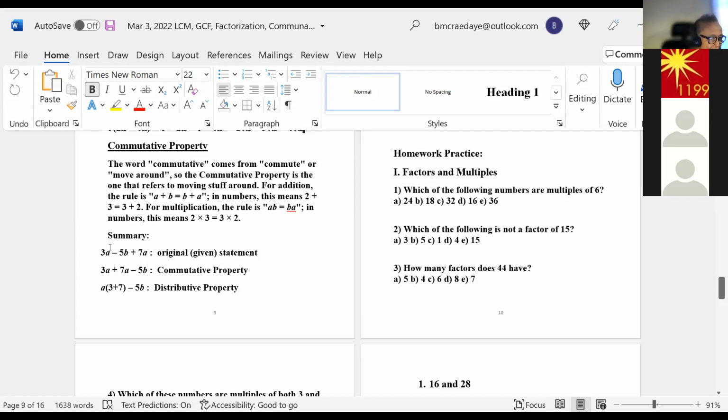Now, just to summarize this, here's the original: 3a minus 5b plus 7a. Now you could put the 7a here and then the minus 5b. That's commutative. You're just switching around the order. That's all that's doing. And the distributive: a times 3 plus 7 minus 5b. You could take that, see 3a and 7a, and you could put the a in front of the 3 plus 7 minus 5b.